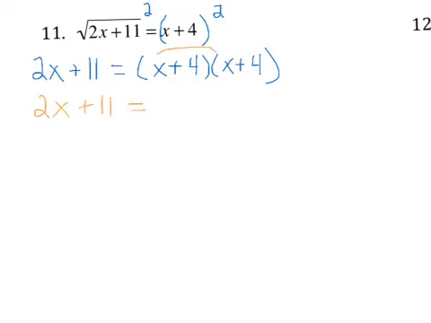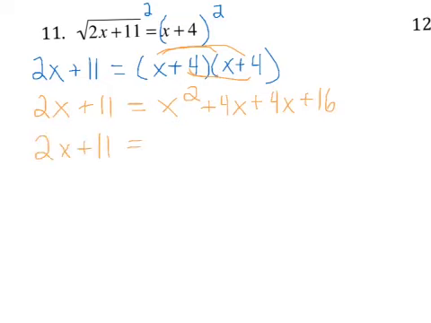So I'm going to get x squared plus 4x plus 4x plus 16. So 2x plus 11 equals x squared plus 8x plus 16.